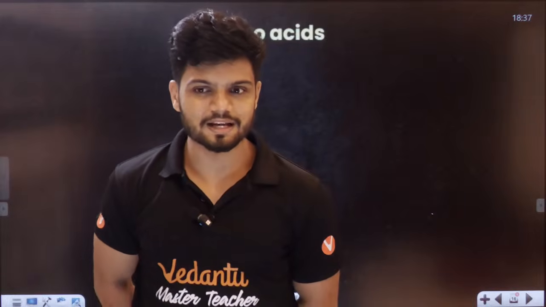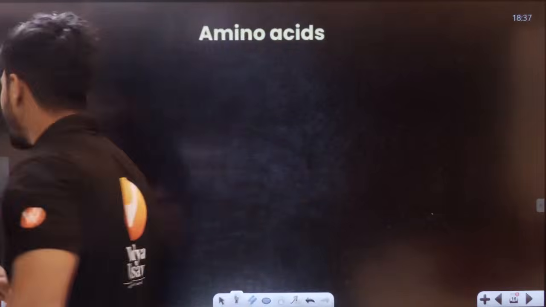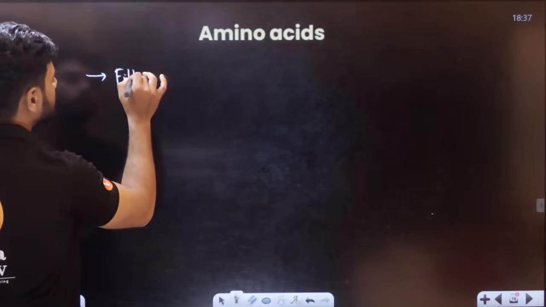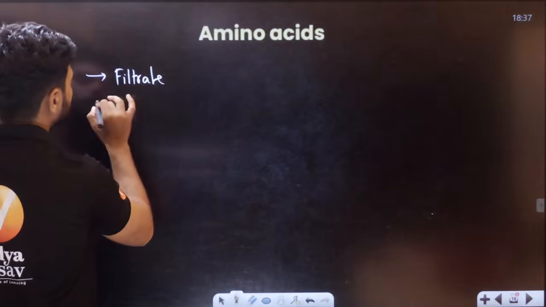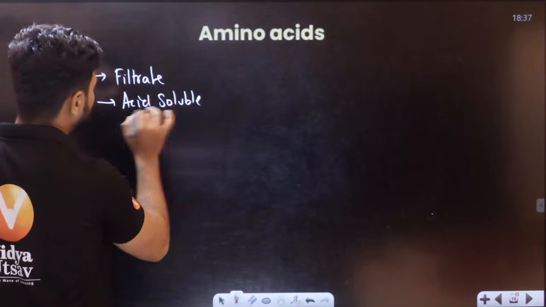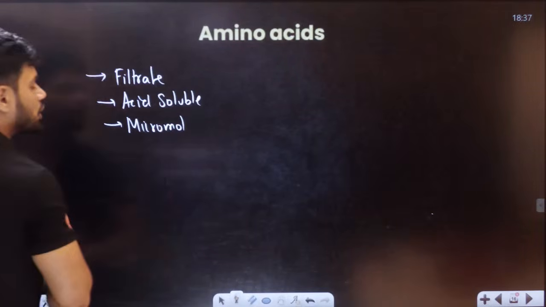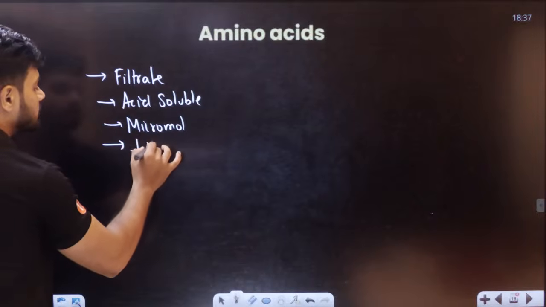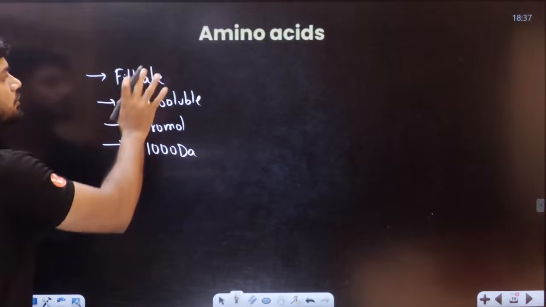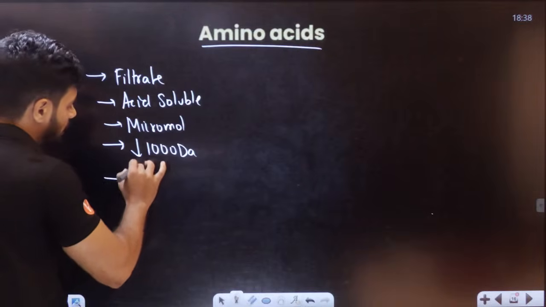Amino acids technically are, students, very small or very large? Amino acids are present in the filtrate. They are present in the acid soluble fraction. They are called micromolecules. Their size is less than 1000 Daltons. Those are your amino acids, students. Now, amino acid is technically a monomer.